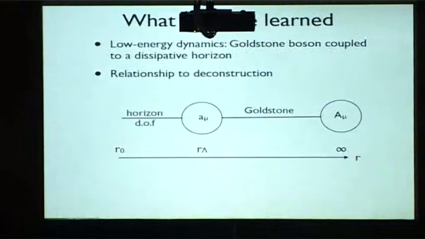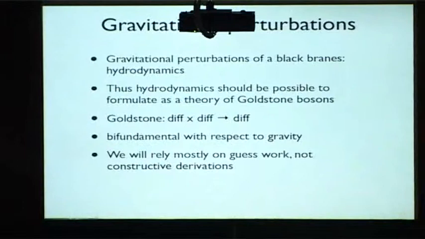Okay, so hydrodynamics. If what we said is correct, then it should be possible to formulate hydrodynamics as a theory of Goldstone boson coupled to dissipative sectors. And the Goldstone boson of hydrodynamics should appear as the Goldstone boson of a breakdown of diffeomorphism invariance times a diffeomorphism invariance going down to a diagonal diffeomorphism invariance. It's like U1 cross U1 is broken down to U1. So we have to have a Goldstone boson that is bifundamental with respect to gravity.